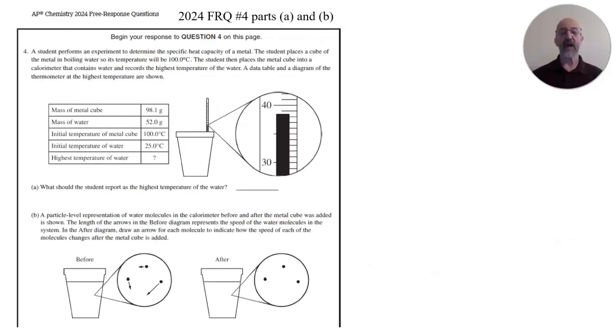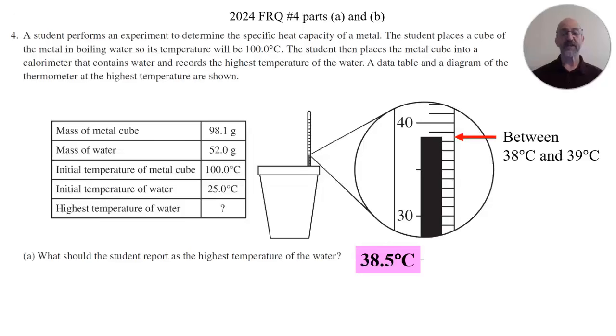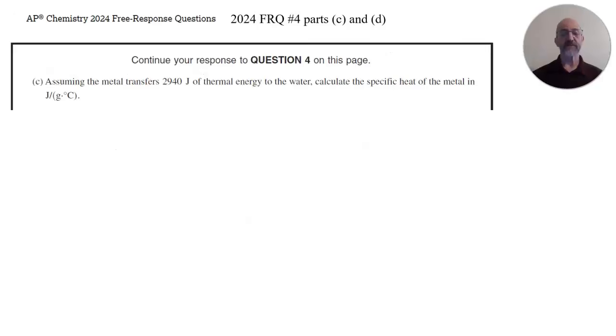Now, before we move on to question 8 in this packet, I'd like to show you the remaining parts of that FRQ, that free response question number 4. So you may recall that in part A of this question, the final temperature on the thermometer, when the metal and the water reached thermal equilibrium in that experiment, was 38.5 degrees. So let me show you what part C of this question looks like. It says, assuming that the metal transfers 2,940 joules of thermal energy to the water, calculate the specific heat capacity of the metal in units of joules per gram degree Celsius.